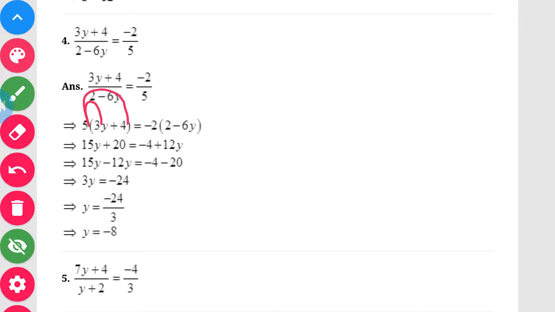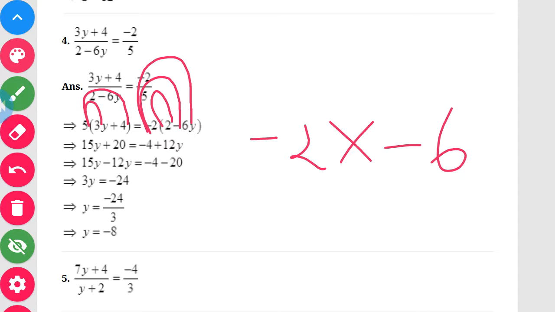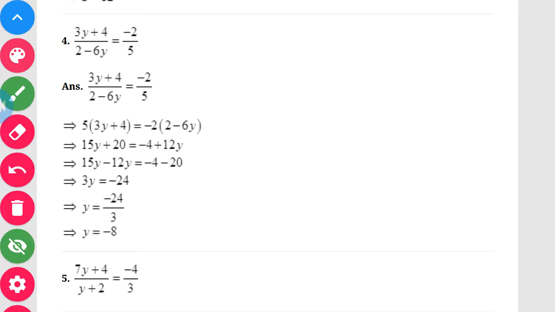So 5 3s are 15, and plus sign as it is, 15y as it is 3y. 5 into 3y is 15y, plus sign as it is, and 5 4s are 20 is equals to minus 2 into 2. That is minus 2 into 2 is minus 4, and minus sign, that is minus into minus becomes plus. And the same thing, minus 2 into minus 6y will give you what? Minus 2 into minus 6 will be what? Plus 12, as minus into minus becomes plus. Hope it is clear to you all.